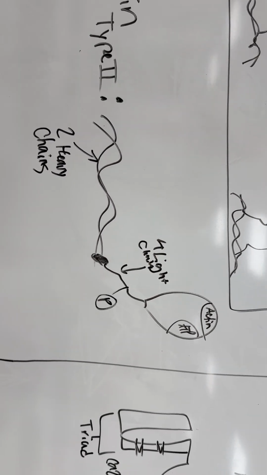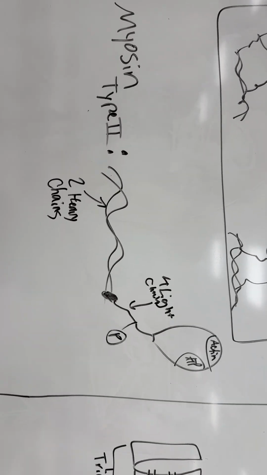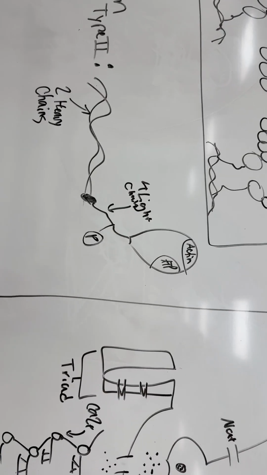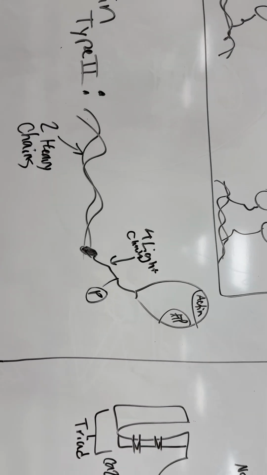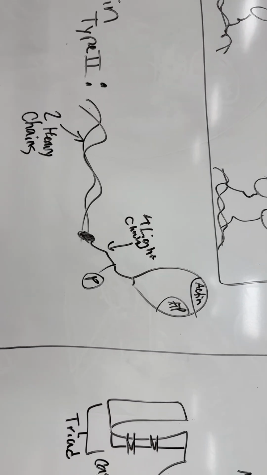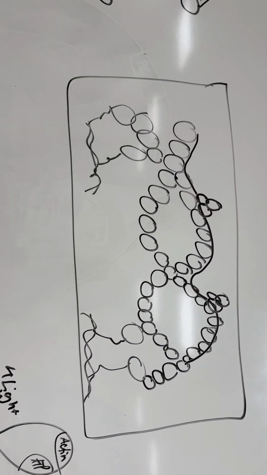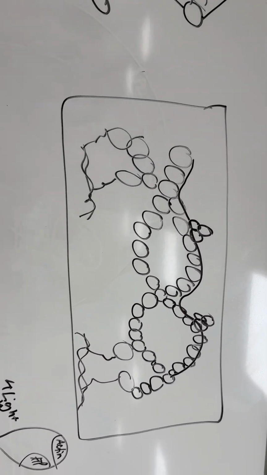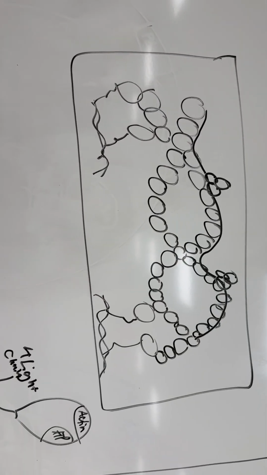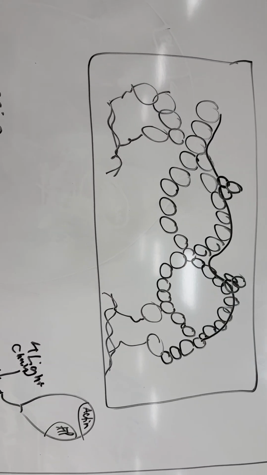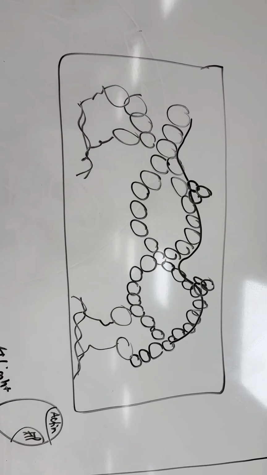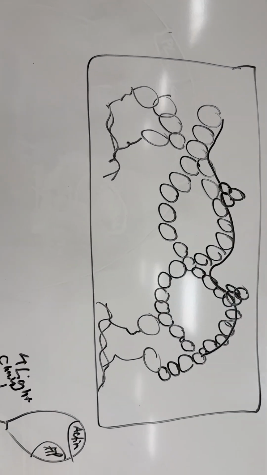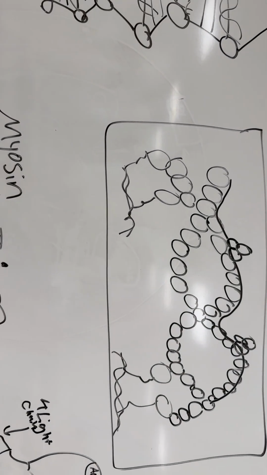Now the head of myosin has ATPase activity. That means it can cleave ATP into ADP and an inorganic phosphate. It also has a binding site for actin. This is kind of what it looks like when it's bound. You've got your filamentous actin with your tropomyosin and troponin, and then your myosin is going to come up and bind to that filamentous actin, undergo the cross-bridge cycle, and shorten. And that contracts your muscle.